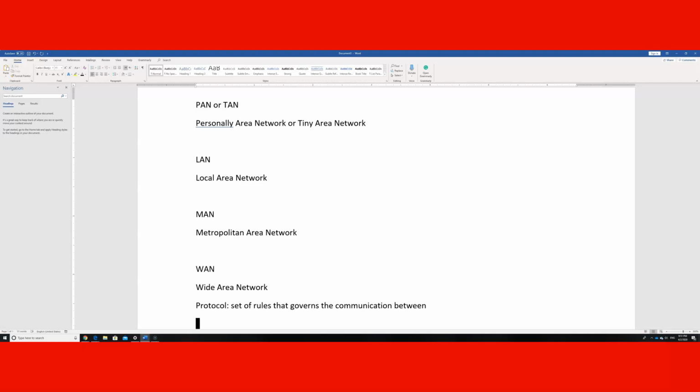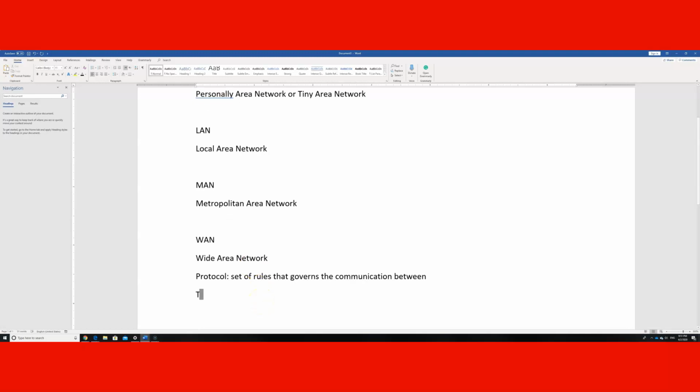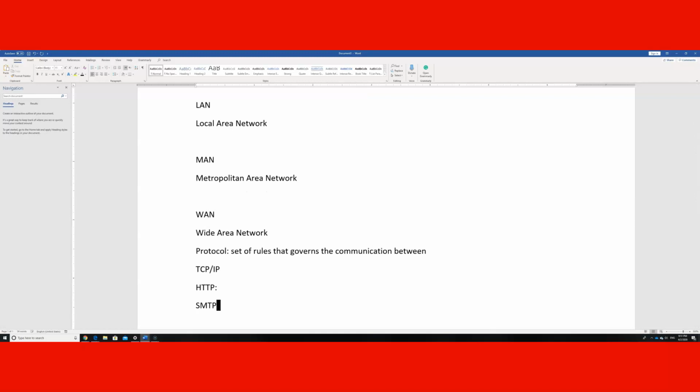So some of the famous protocols, we all know about the TCP/IP, which is the Transfer Control Protocol, Internet Protocol. That is not a single protocol. This is a suite of protocols that allow your computer to be part of the Internet. Then we have HTTP, which is the hypertext transfer protocol. That is really the protocol behind the World Wide Web. Then we have the simple mail transfer protocol.